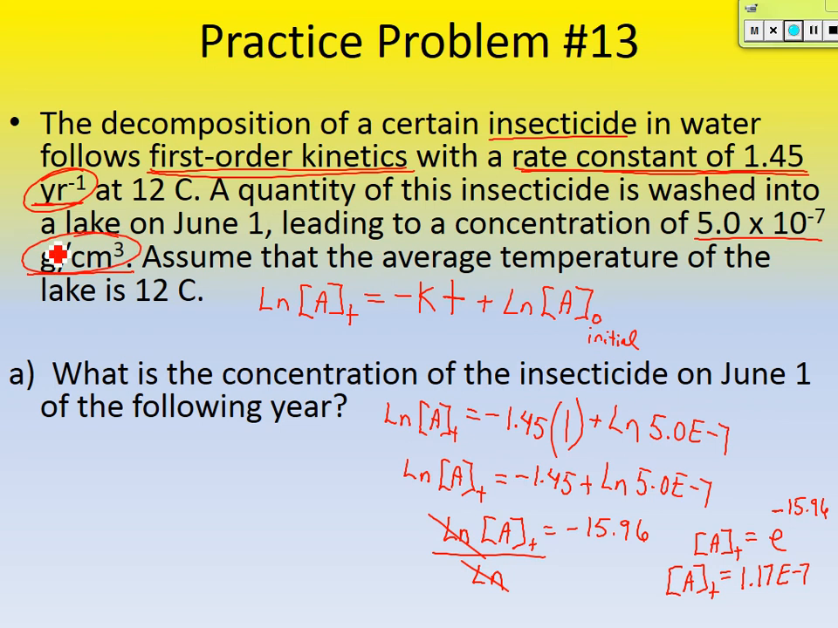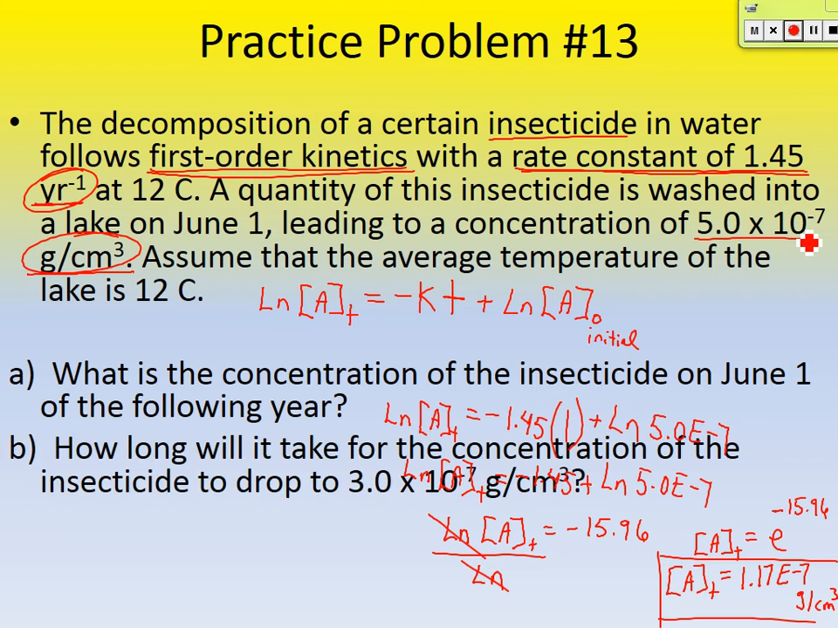Grams per centimeter cubed. Okay, grams per centimeter cubed. So after 1 year, did the concentration of that insecticide decrease? We were at 5 times 10 to the minus 7th, and after 1 year it's going to decrease to 1 times 10 to the minus 7th. So it did decrease like we would expect. All right, that's part A.